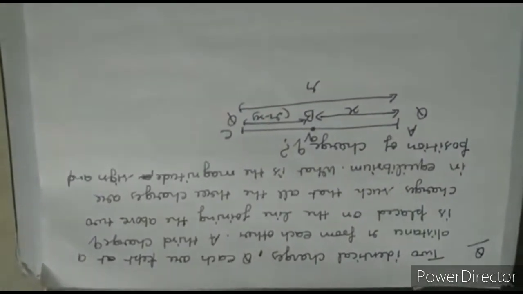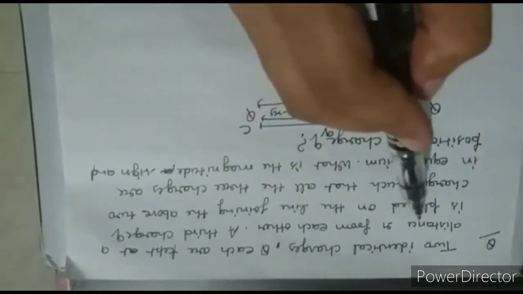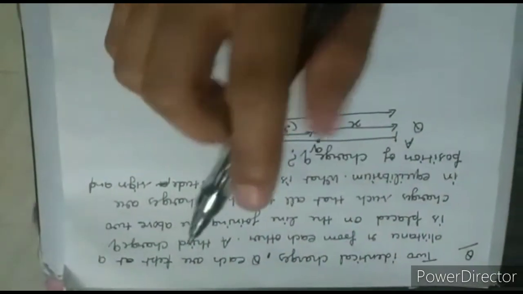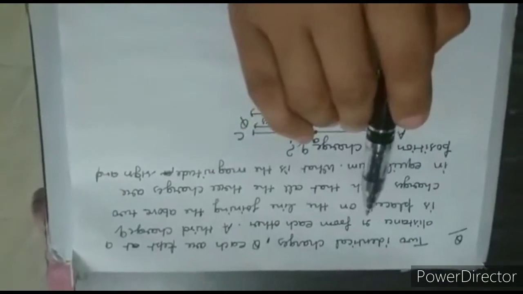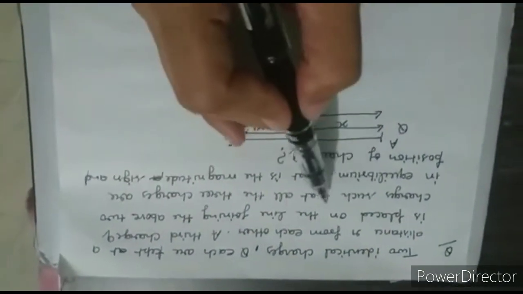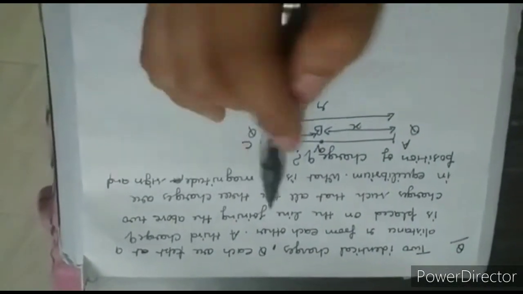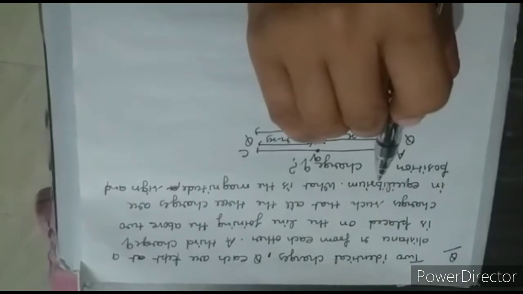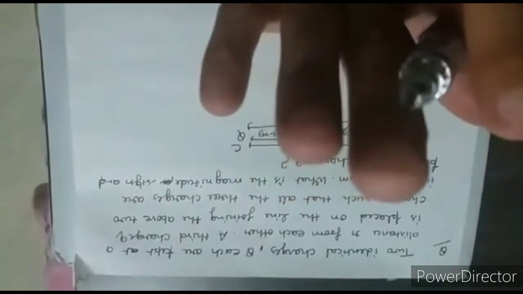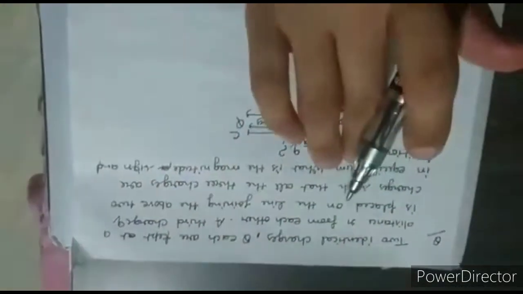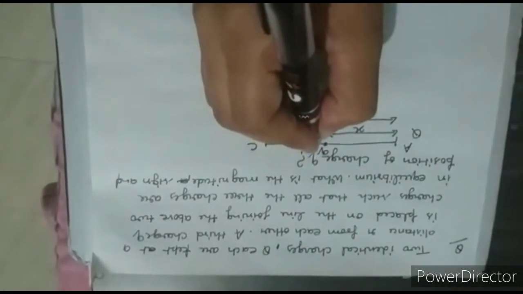Now students, see the next. Two identical charges Q each are kept at a distance r from each other, and a third charge q is placed on the line joining the above two charges such that all three charges are in equilibrium. Equilibrium means they are at their fixed position. There shouldn't be any kind of displacement among these charges. What is the magnitude, sign and position of this charge small q?